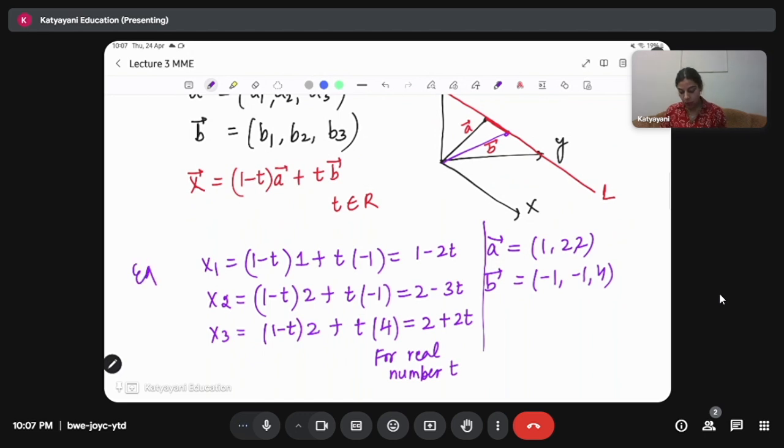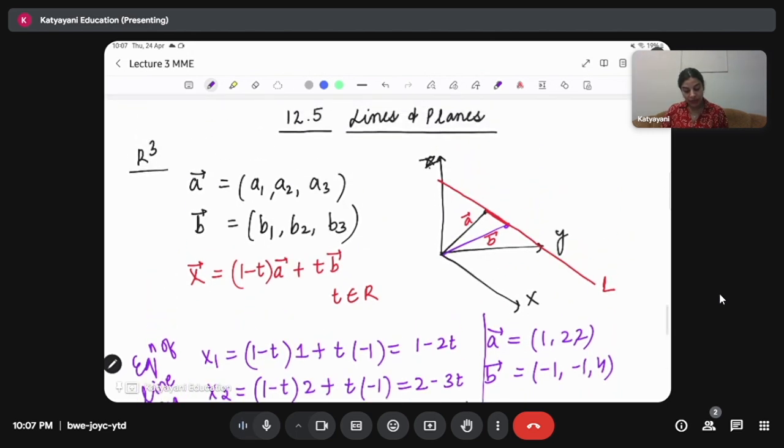This is the equation of line passing through A and B. Equation of line passing through vector A and vector B, right? So you can visualize it here. This is vector A, this is vector B. The line passing through them is a linear combination of these two vectors, which is this line in red here, right? This is the line in red.